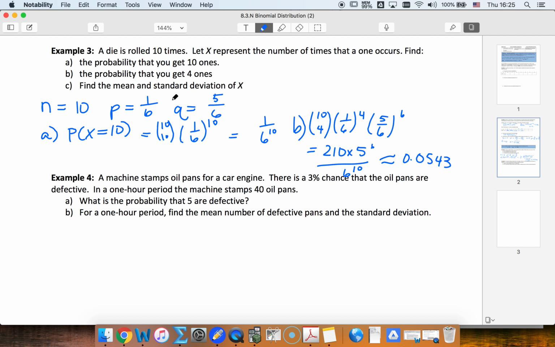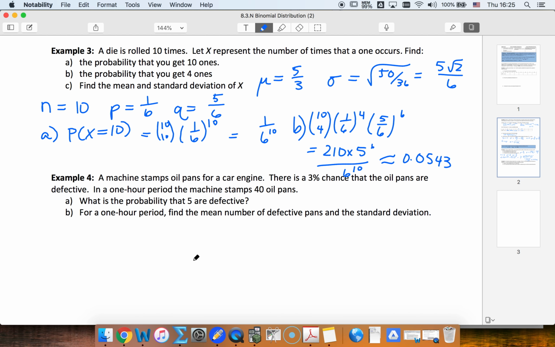All right, mean and standard deviation. Well, this one's the easiest. My mean is going to be np, so that's going to be 10/6 or 5/3. My standard deviation is going to be the square root of 10 times 1/6 times 5/6, so that's going to be 50 over 36, or I could call that 5√2 over 6.